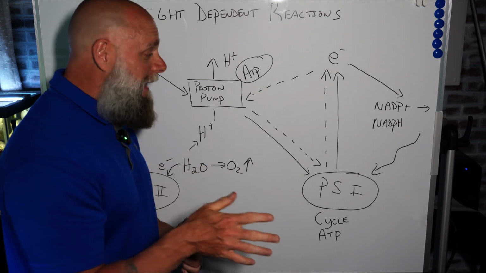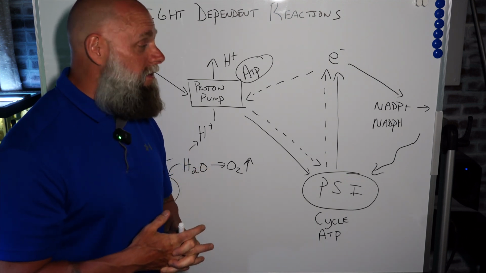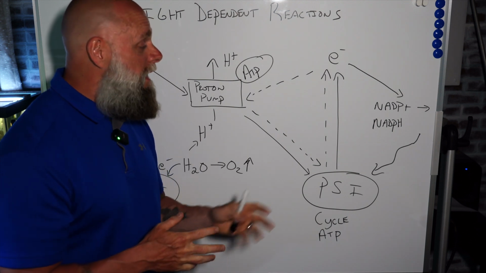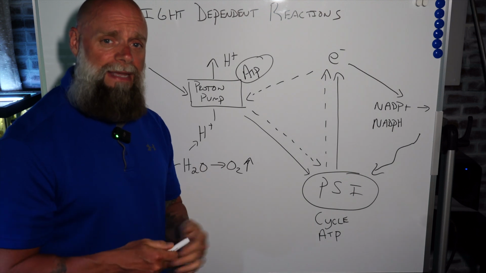Now on the microbiology side, not all photosynthetic organisms have both photosystems. In fact, it's somewhat rare. So that's photosystem 1. It's a cycle, it makes ATP.